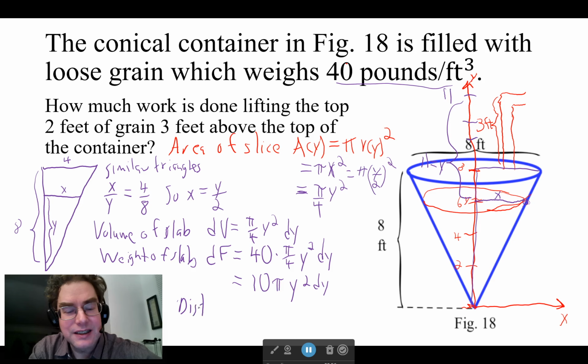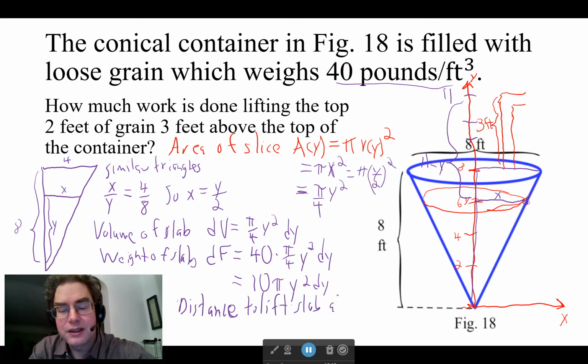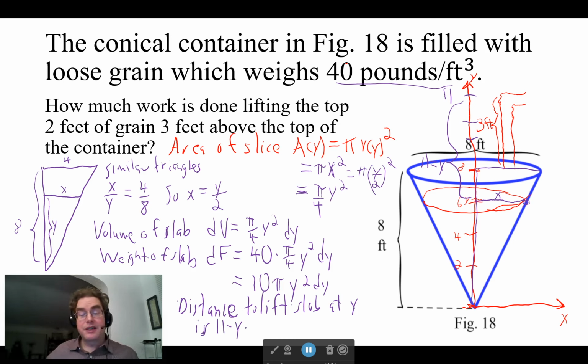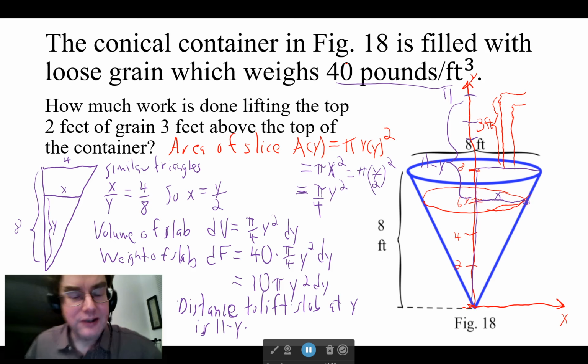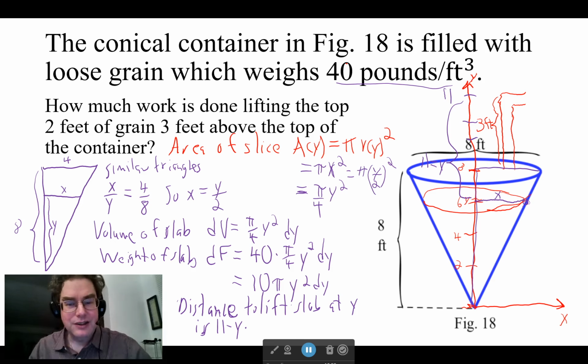So the distance, again, you don't need a lot of words here, but you need some words really to say what's going on. The distance to lift the slab at height y is going to be 11 minus y. Okay, and so that means we can get our differential of work. Differential of work is just going to be our differential of force times our distance lifted. Okay, so let's go to a fresh screen so we can get that all put together.